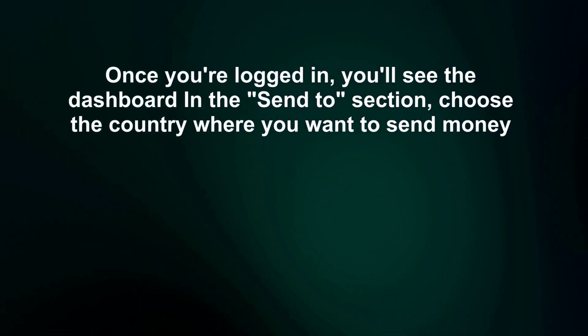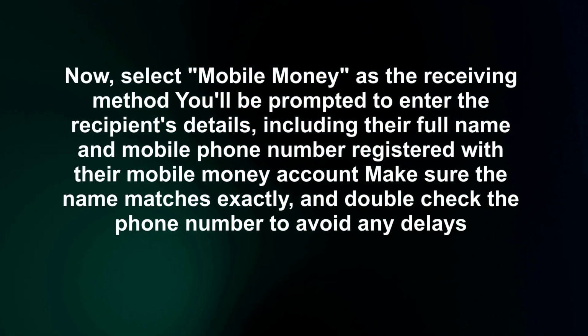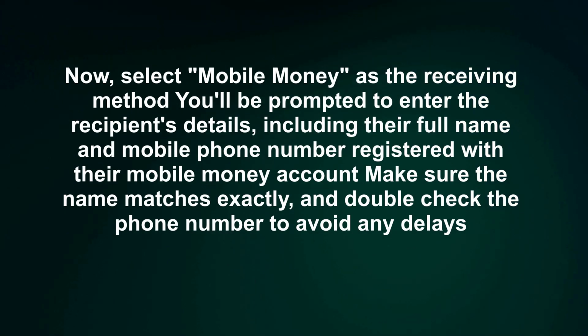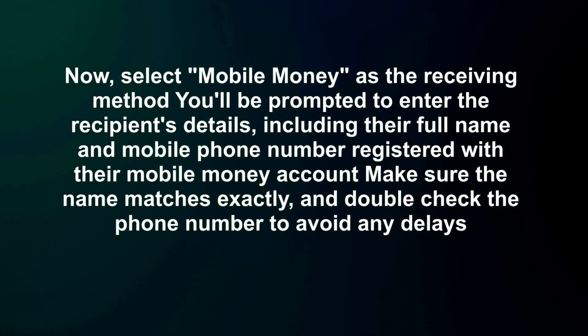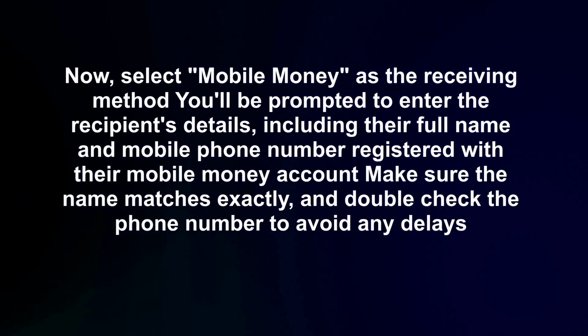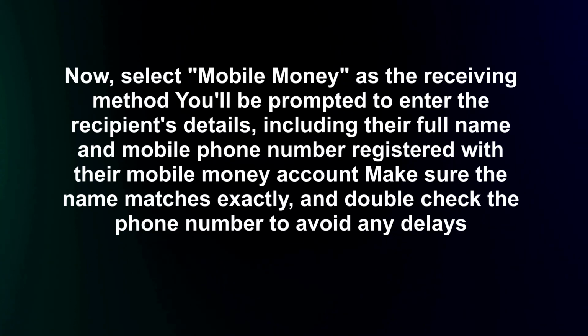Choose the country where you want to send money. Now, select mobile money as the receiving method. You'll be prompted to enter the recipient's details, including their full name and mobile phone number registered with their mobile money account. Make sure the name matches exactly, and double-check the phone number to avoid any delays.